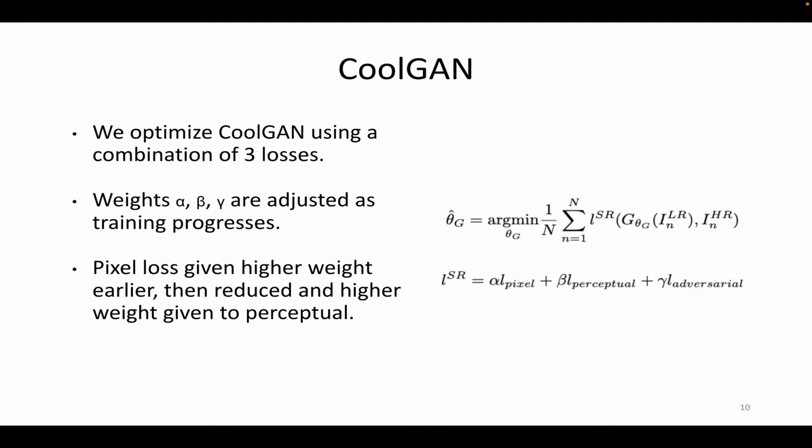CoolGAN is optimized using a combination of 3 losses: a pixel loss, an adversarial loss, and a perceptual loss. These are weighted by alpha, beta, and gamma respectively, which are updated as the training proceeds. We set a higher weight for the pixel loss initially to promote faster convergence, and then gradually level it off in favor of perceptual loss.